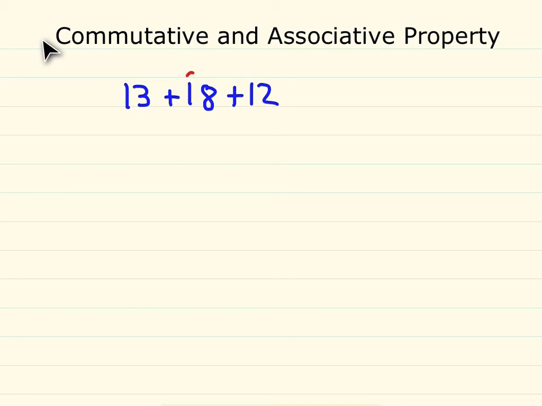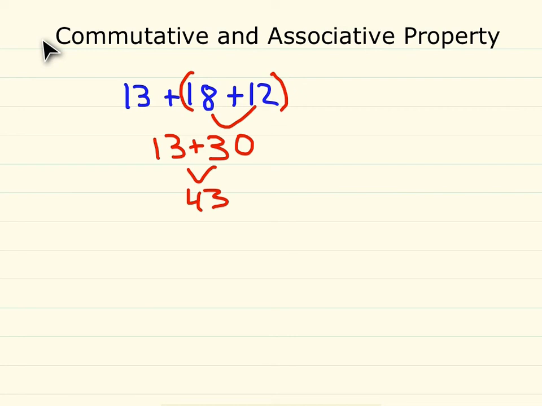Well, if we group the 18 and the 12 together, that'll make a perfect 30. And now we just have to add 13, and we get 43. So we're able to easily do 13 plus 18 plus 12 by doing certain addends together first.